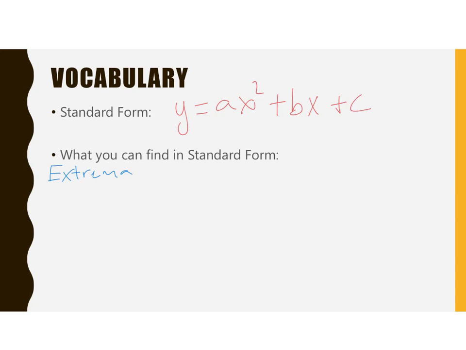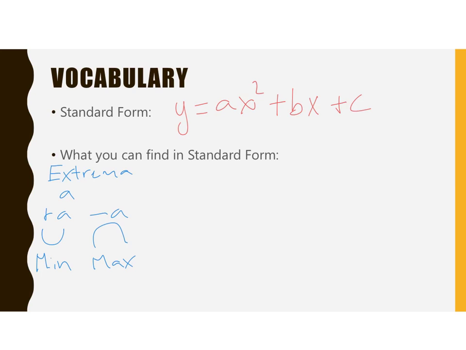You can find the extrema, or min and max, by looking at the value a. If a is positive or if a is negative, it will tell you if you have a maximum or minimum. Now, it's kind of opposite of what you would think. If a is positive, my parabola is going to open up like this, meaning I have a minimum as the extrema. If a is negative, it's going to open down, giving me a maximum. So think kind of opposite. Positive will give you a minimum, negative will give you a maximum.